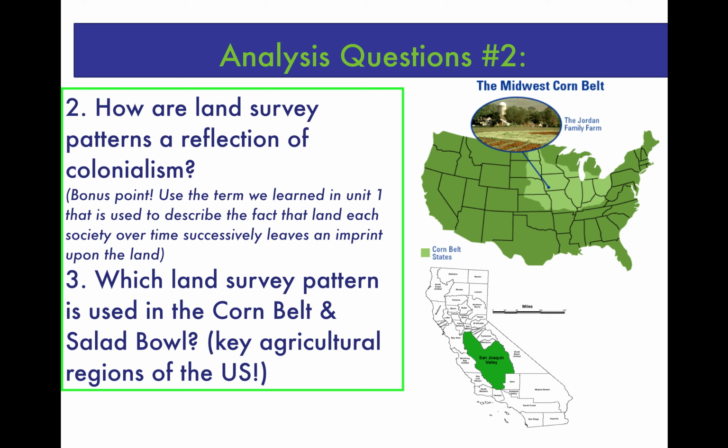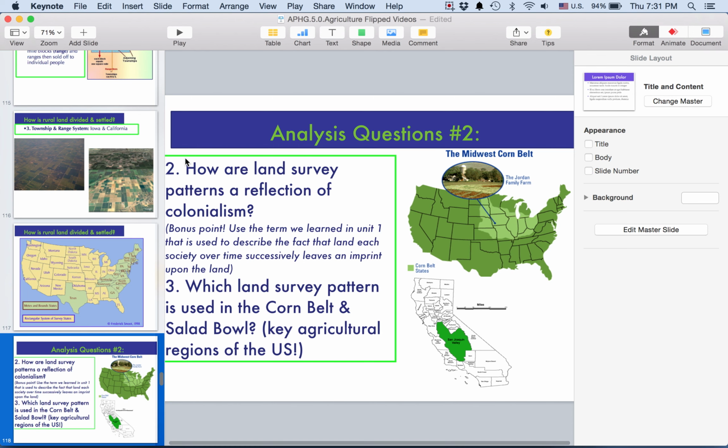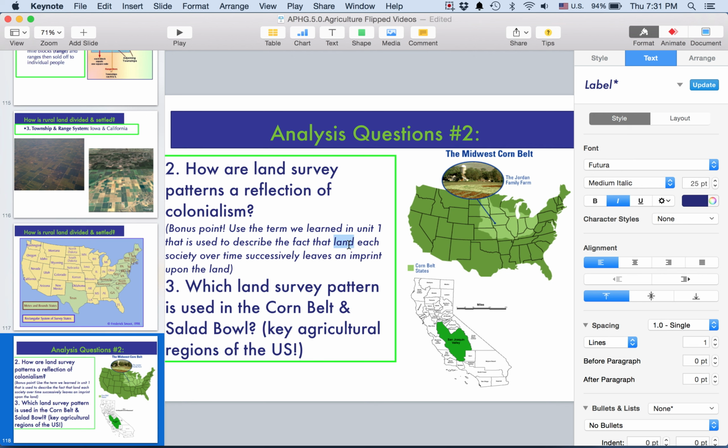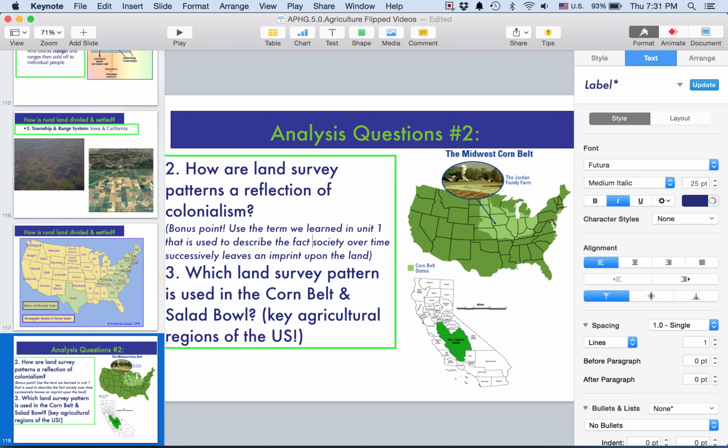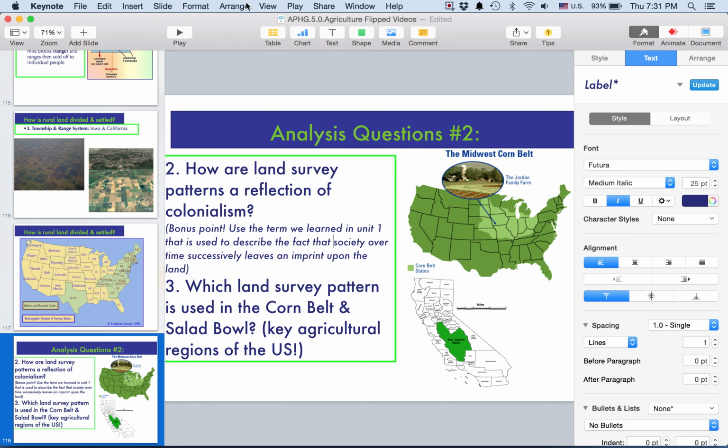Here's analysis question number 2: how are land survey patterns a reflection of colonialism? And there's a bonus point option here. If you can use in your response the term that describes the fact that each society over time leaves an imprint upon the land.